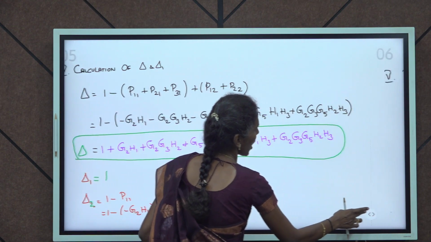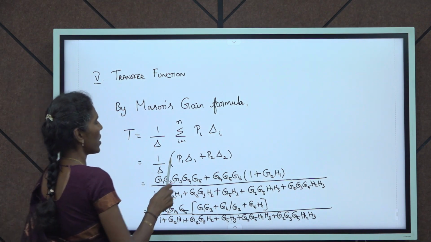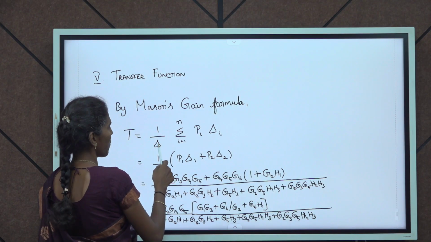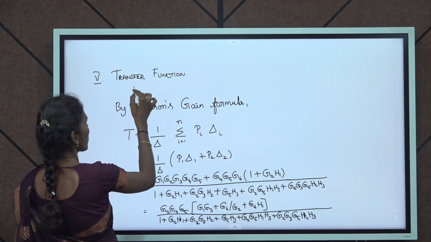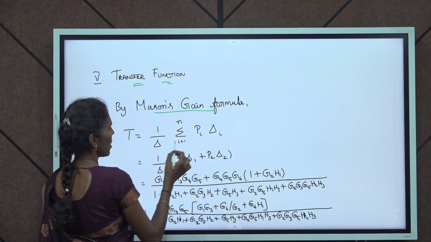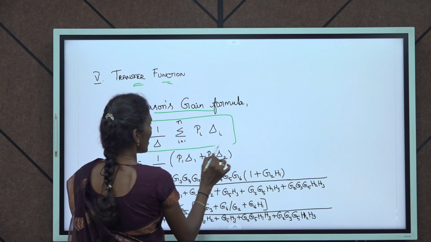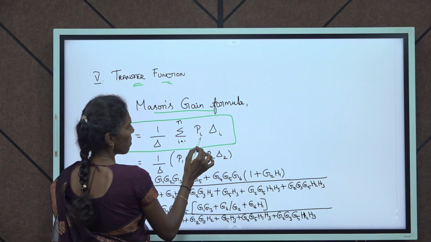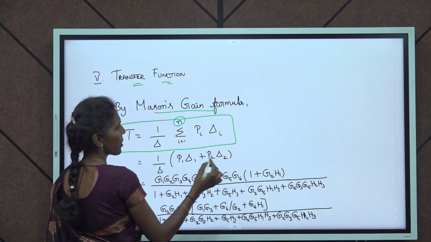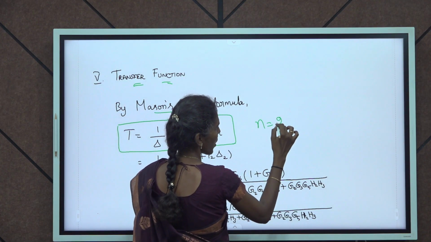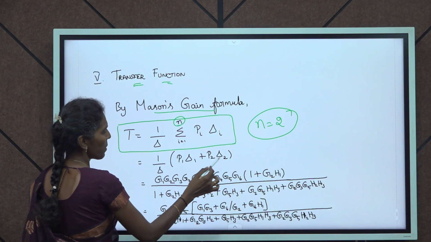So in this problem we have found up to the 4 steps, that is forward path, individual loop gain, as well as the non-touching loop gain, and finally we have del of the transfer function. So the last step is we have to substitute in the transfer function formula that is given by Mason's gain. The main formula is transfer function T equals 1 divided by del into the summation of i equal to 1 to n, Pi del i, where i varies up to the total number of forward paths. In this problem we have found the forward paths as 2, so we have to substitute for the two values, P1 del 1, P2 del 2.